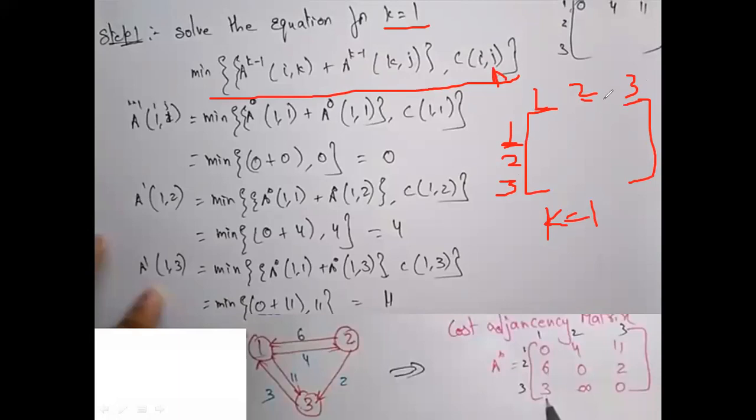What is 1,2? What is 1,3? What is 2,1, 2,2, 2,3? What is 3,1, 3,2, 3,3? When k equals 1, similar to that, this matrix is called A1. Already we have A0. So this is called the A1 matrix.